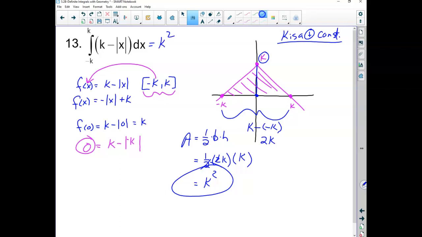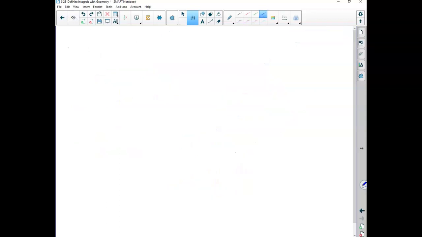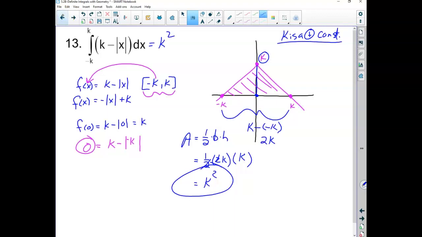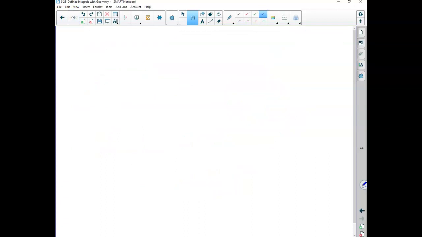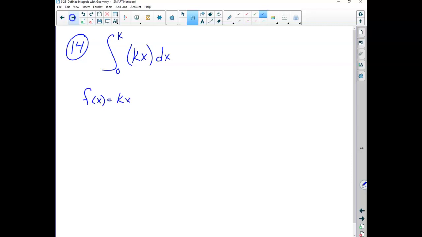Okay? I think I'm going to have 1 or 2 more here yet, because these are, whoa, that was 13. That was a homework problem. I'm going to do 1 more here, and I want to do number 14. Okay? This is another AP question. We're doing the integral from 0 to k of k times x dx. What is that? Well, my function is k times x. My interval is 0 to k. Well, there's a couple things I can do here.